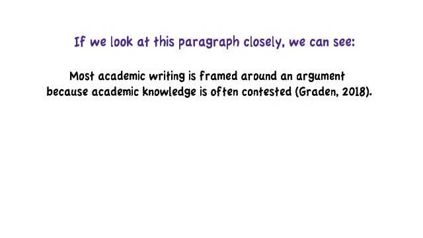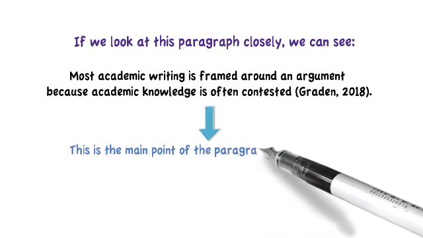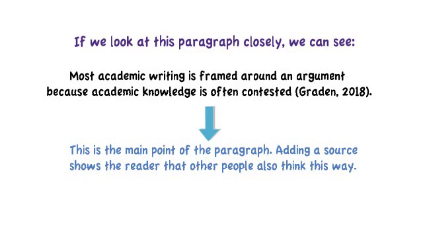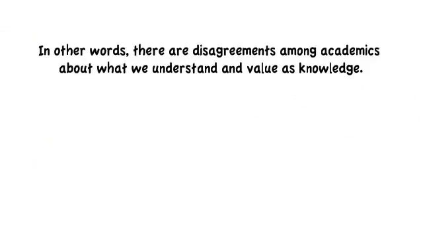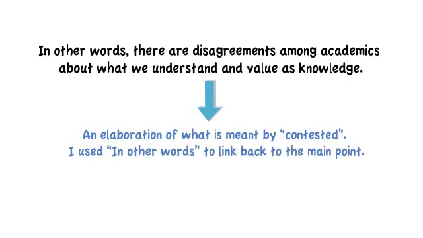So most academic writing is framed around an argument because academic knowledge is often contested. That's the first sentence. And this is the main point of the paragraph. And adding a source shows the reader that although I think this, other people also think this way. So the next sentence, in other words, there are disagreements among academics about what we understand and value as knowledge. So this is an elaboration of what is meant by contested. And I used in other words to link back to that main point. So here you see the beginnings of the elaboration, but it is linked to the main point.